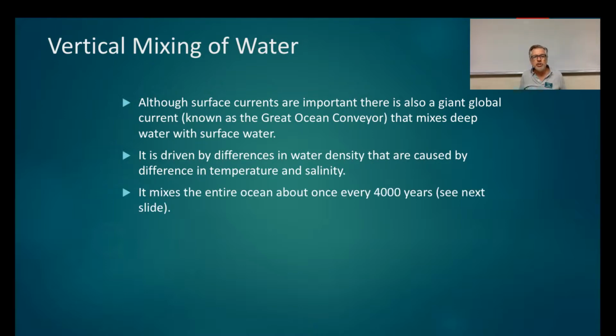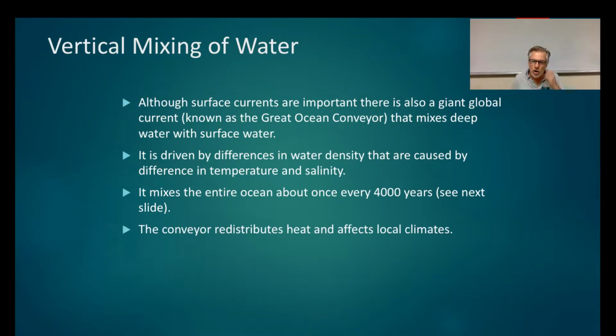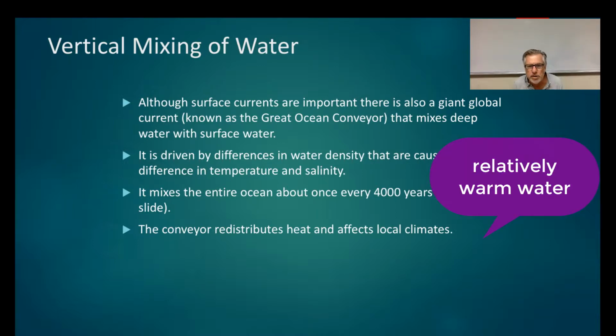And the Great Ocean Conveyor mixes the ocean about once every 4,000 years. So it is a slow current, but it is important. Don't forget, for you and I, 4,000 years is a tremendous amount of time. But for the globe, 4,000 years is the blink of an eye. The conveyor also redistributes heat. It brings cold water up in some areas, and it also puts relatively warm water into the deep ocean.